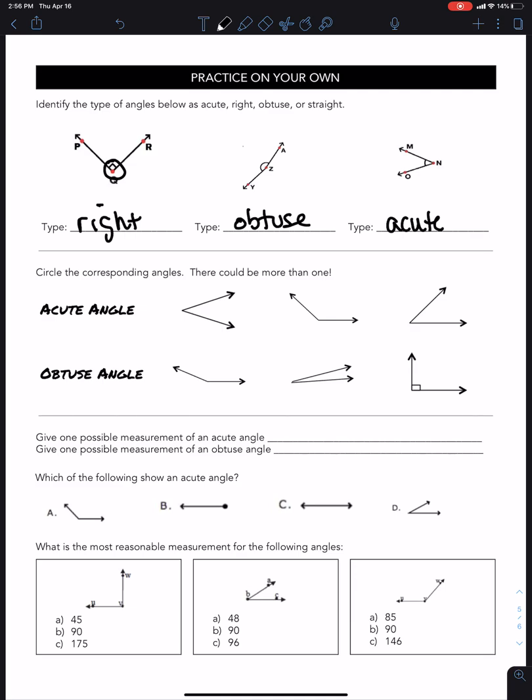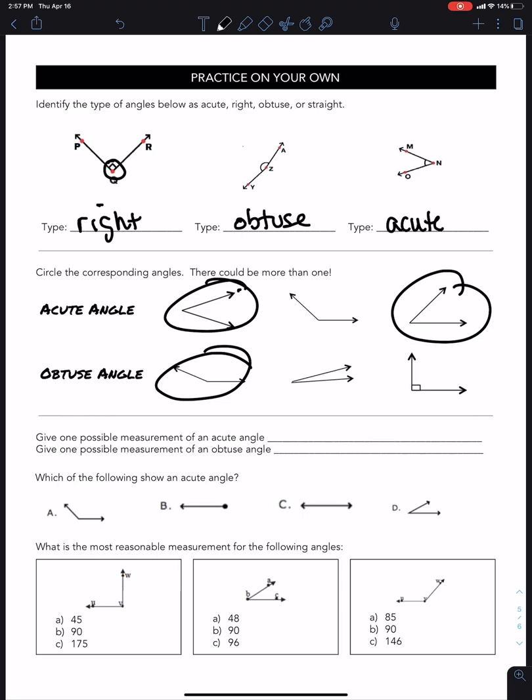All right. For this one, you are telling me which ones are acute angles. So this one is smaller than 90 degrees, so you should have that one. And then this one here is smaller than 90 degrees. On this one, you're telling me which ones are obtuse angles. There's only one, and it's that first one there.